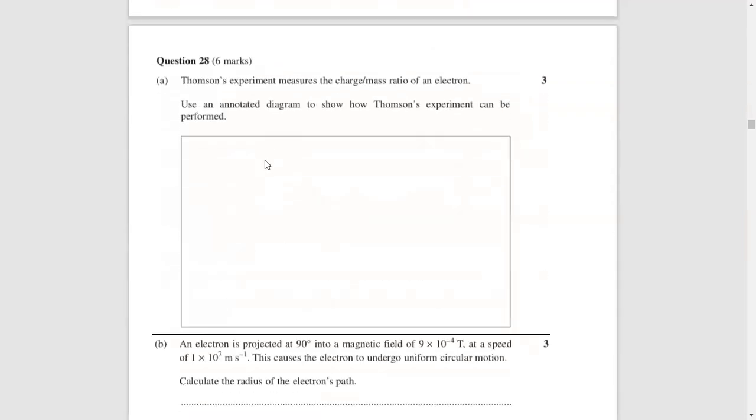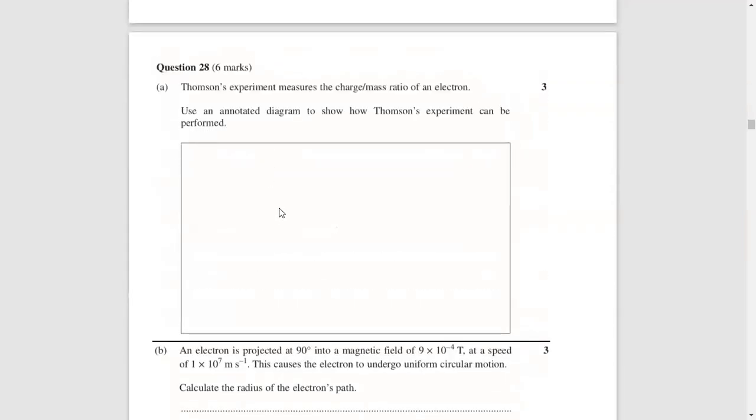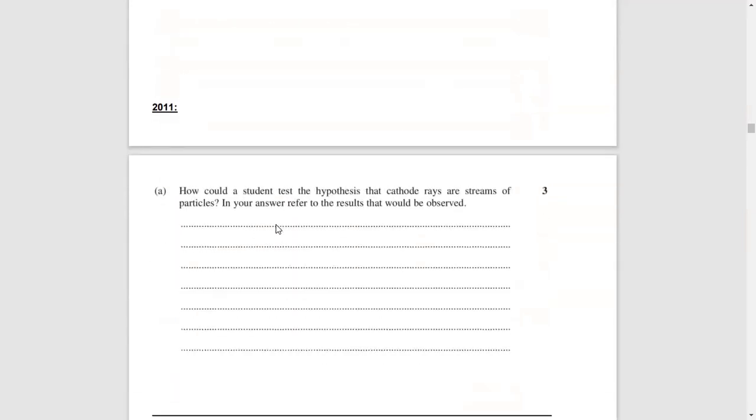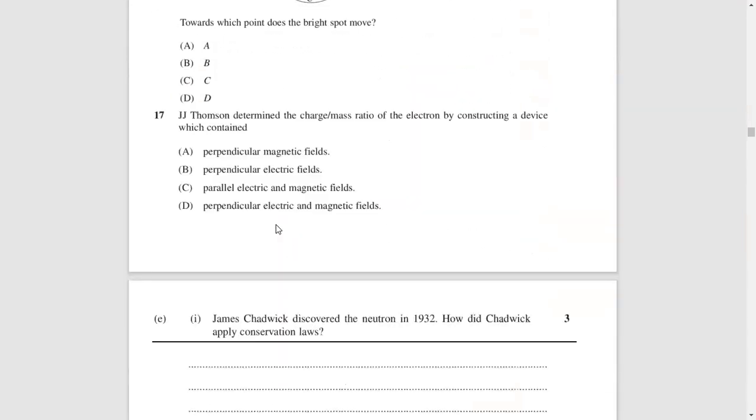So we've talked about this at quite some length before, so we'll skip that. Calculations are fine. Let's try to get to the next section.